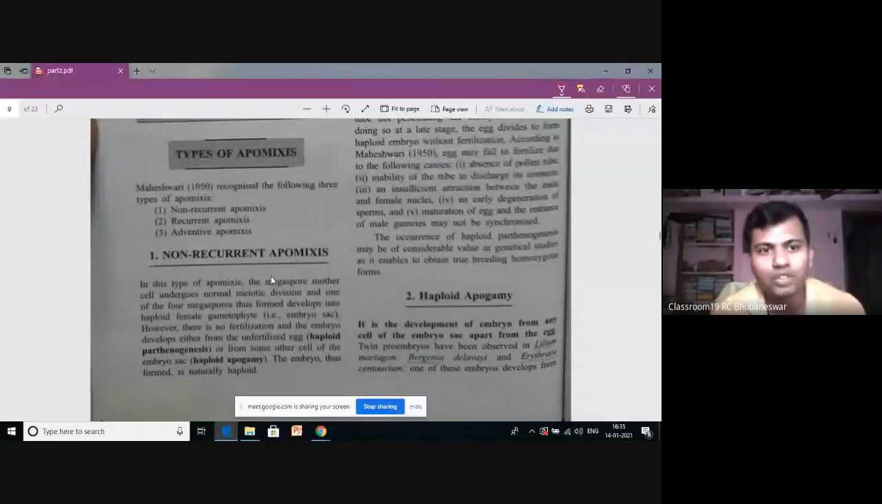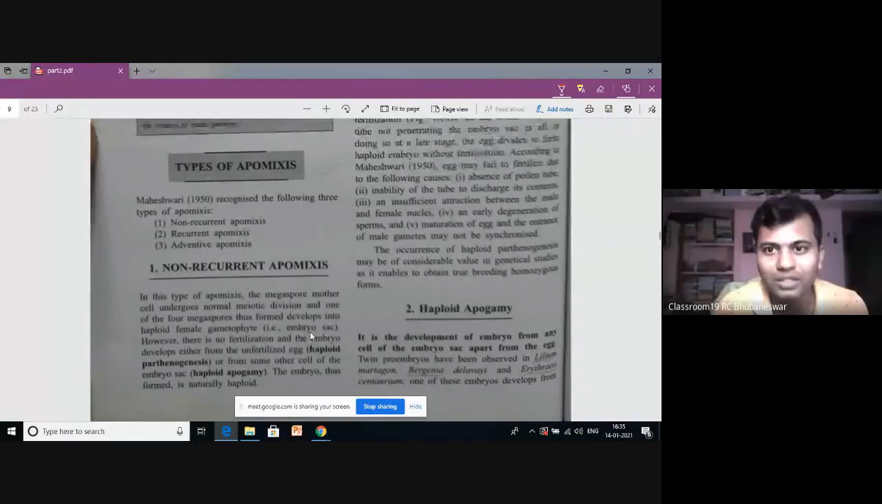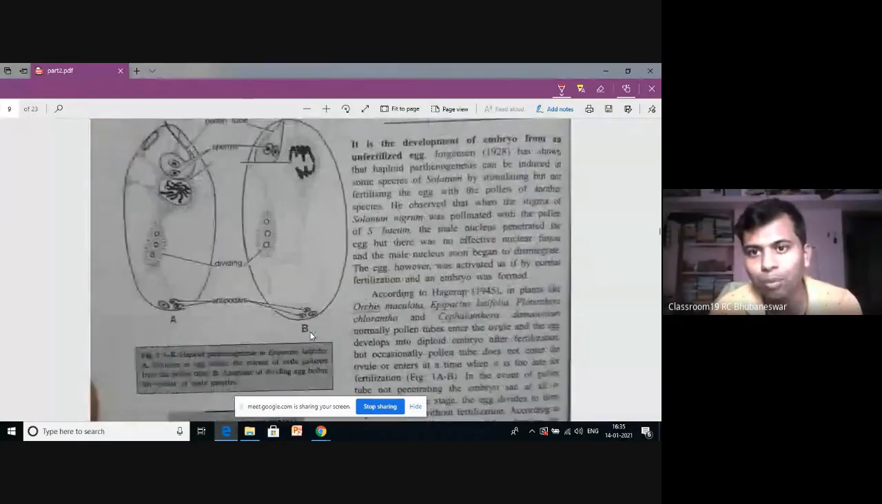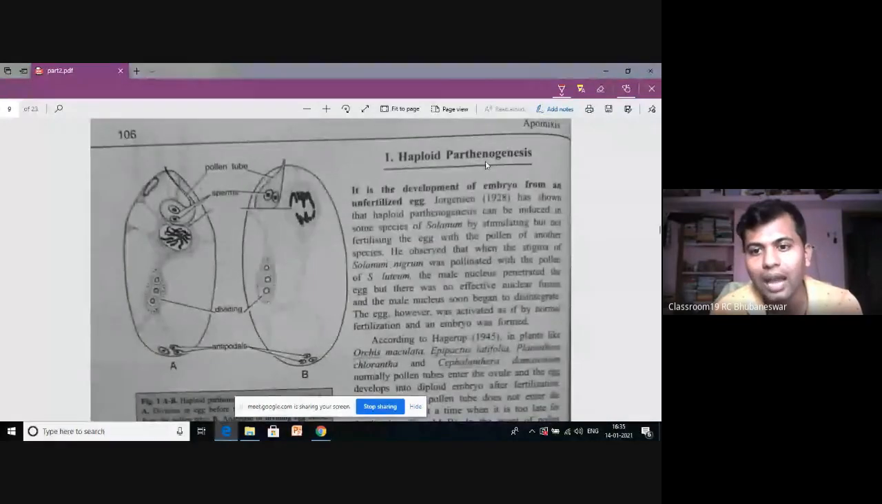Then Maheshwari in 1950 recognized the following three types of apomixis: non-recurrent, recurrent, and adventive embryonic or adventive apomixis. First comes non-recurrent apomixis. If the apomictic embryos are haploid, it is known as non-recurrent apomixis. Non-recurrent apomixis is of two types: haploid parthenogenesis and haploid apogamy.